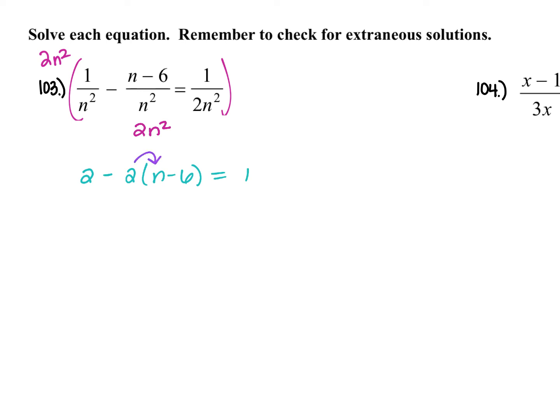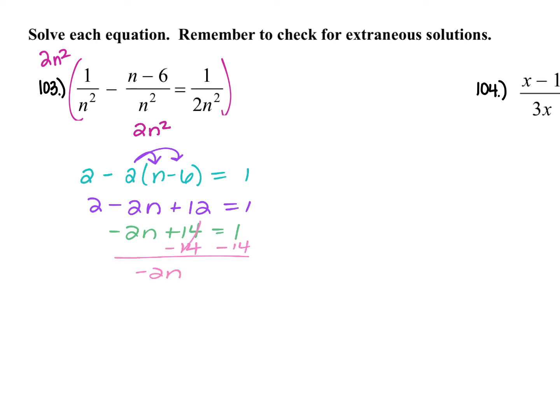Distribute the negative 2. That's 2 minus 2n plus 12 is equal to 1. Combine your 12 and your 2. That's negative 2n plus 14 is equal to 1. Subtract your 14 from both sides. You get negative 2n is equal to negative 13. Divide each side by the negative 2. And you have that n is 13 over 2.